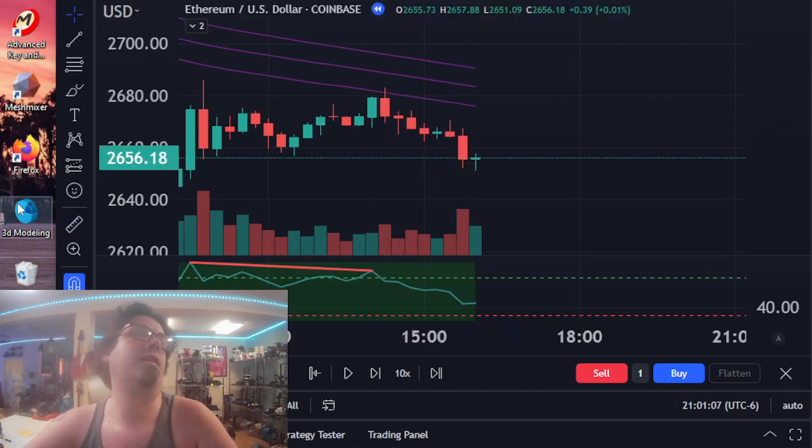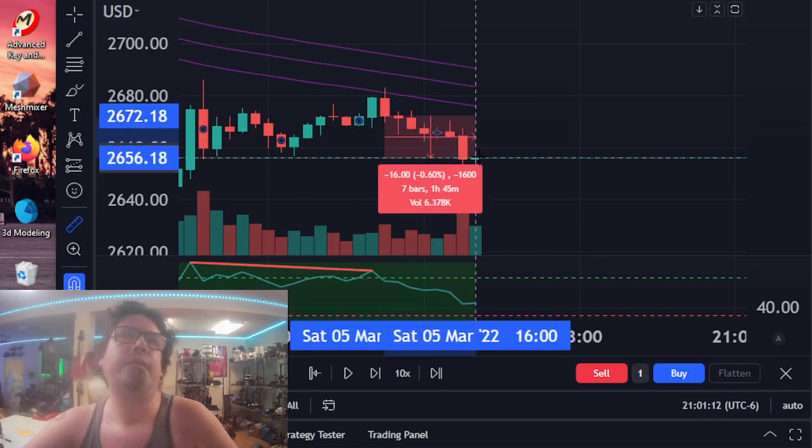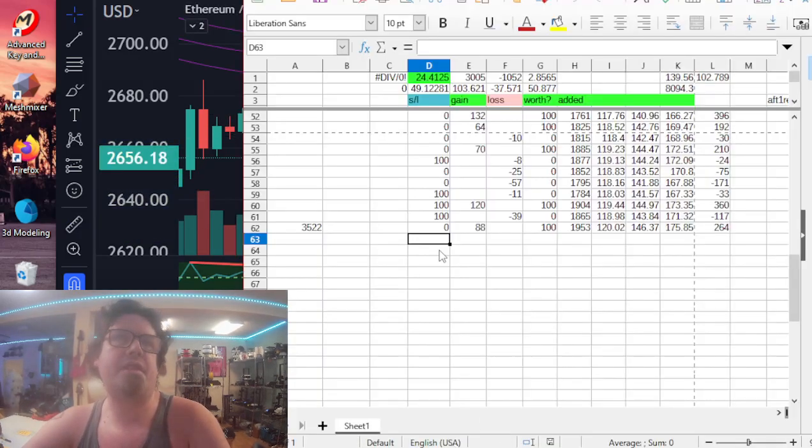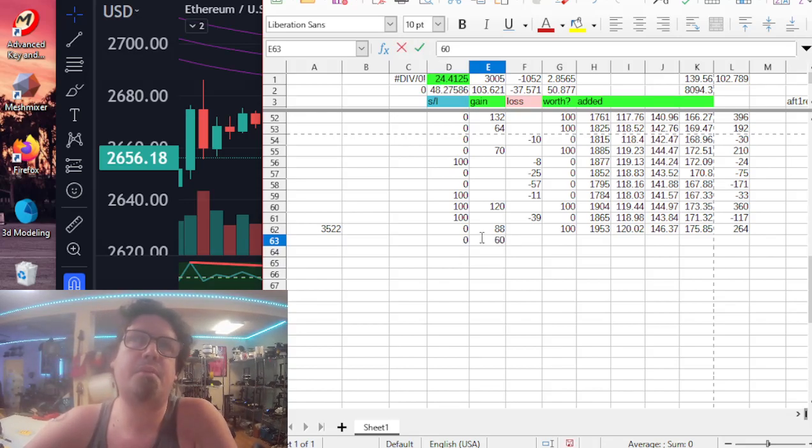Wait a second. Oh, I measured it wrong. Yeah, we'll go for 0.6. So on the spreadsheet here, the way I record this column represents short or long. 100 is long, 0 is short. This was a short, so we're going to do 0. And the gain is 0.6. I don't do the decimal places because it saves time. Worth it here means, was it profitable?